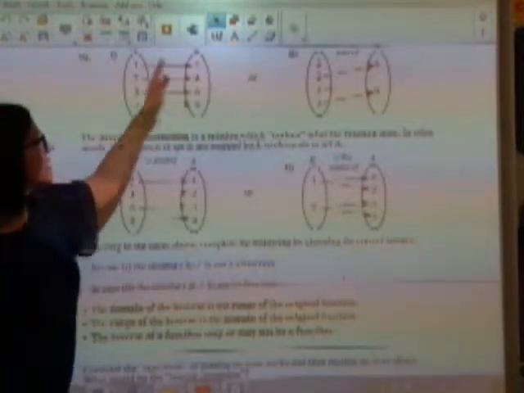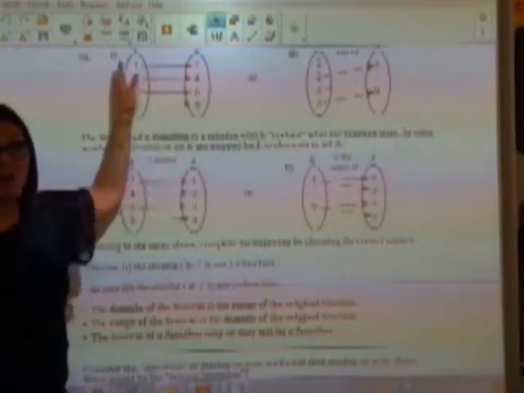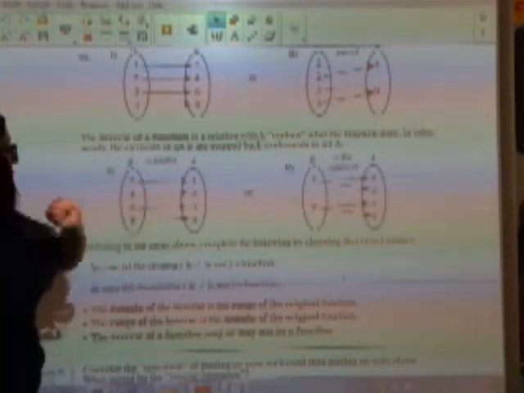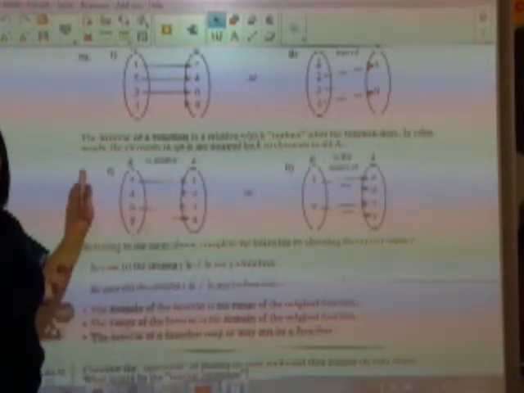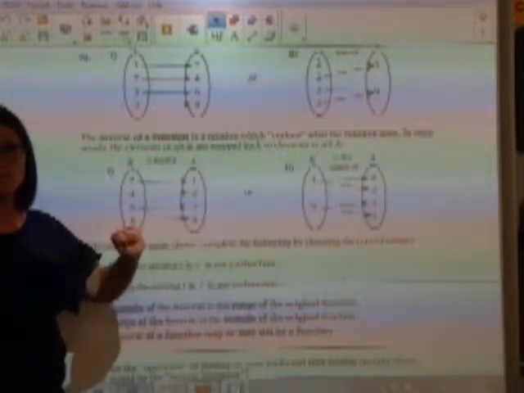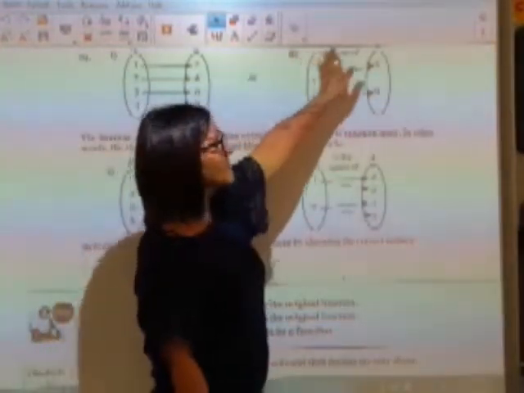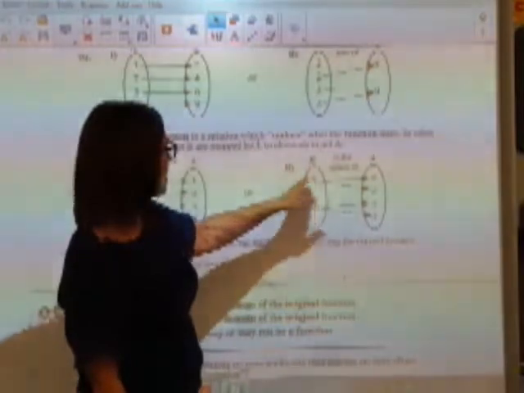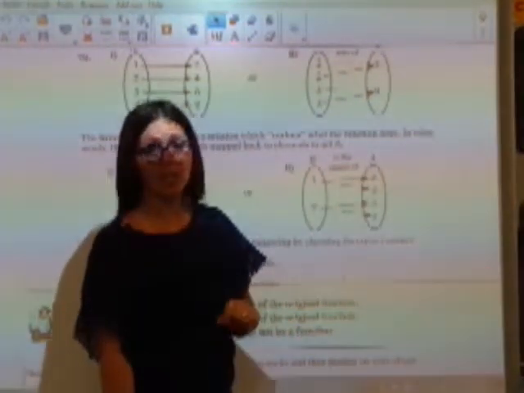The inverse of a function is a relation which undoes what the original function did. So if this relation here was to take half, 1 is half of 2, the inverse would be that 2 is the double of 1. If this one is that negative 2 is the square root of 4, 4 is the square of negative 2.